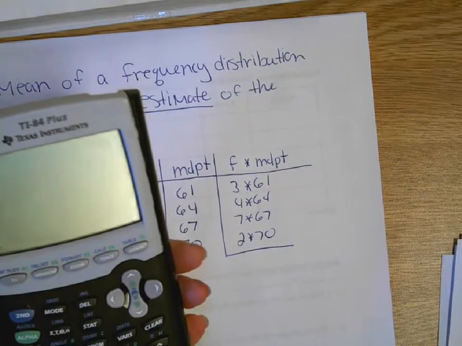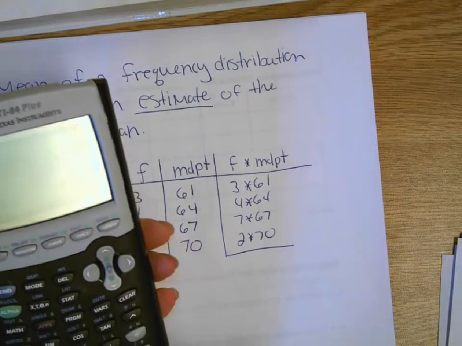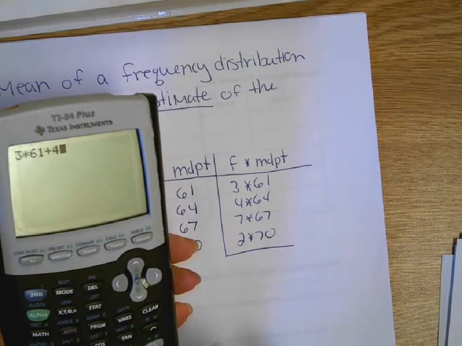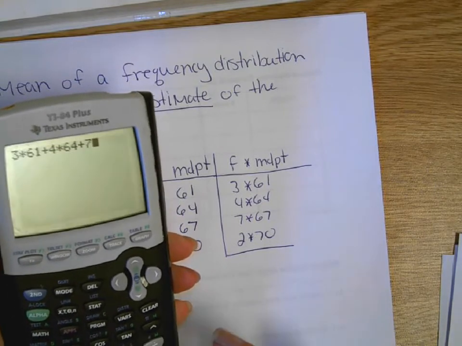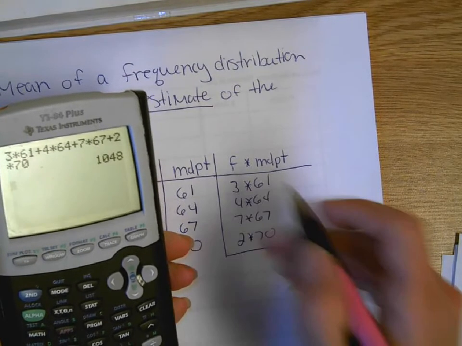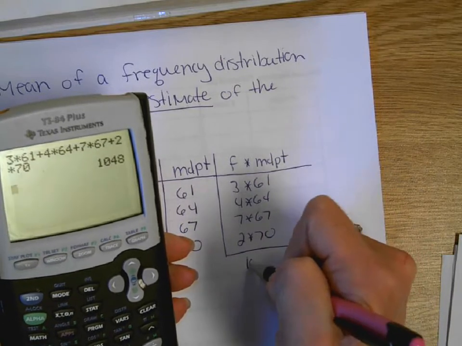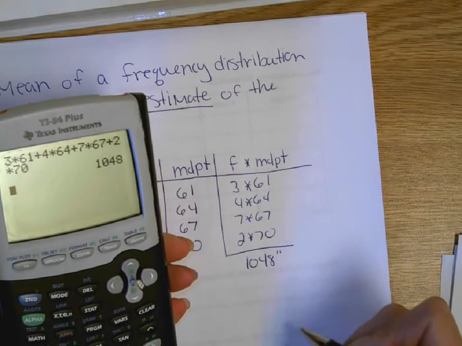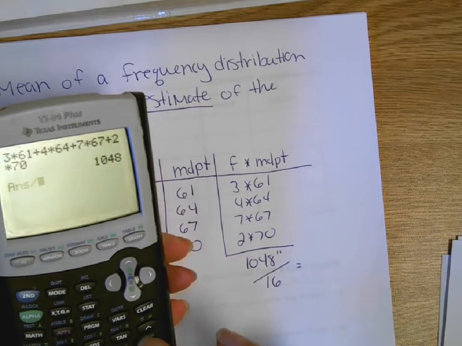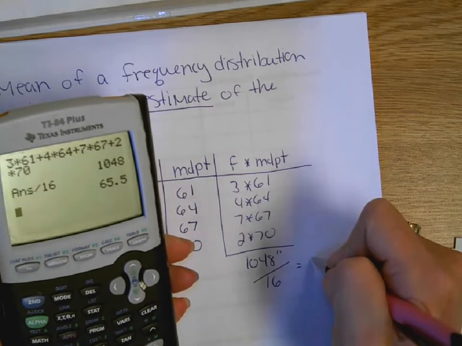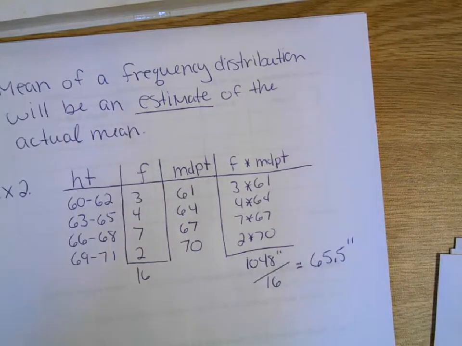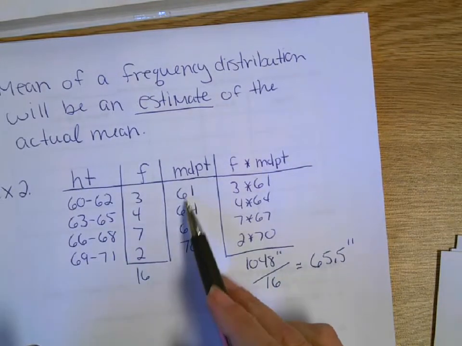Not that I've done this, so I'll take a quick second here. 3 times 61 plus 4 times 64, 7 times 67, and 2 times 70. So when I add up all 16 girls, I've got 1,048 inches. And now to turn that into an average, I just divide that by my 16 girls. So the average height is about 65.5 inches as my best estimate. Because again, these are not the actual heights of all my people.